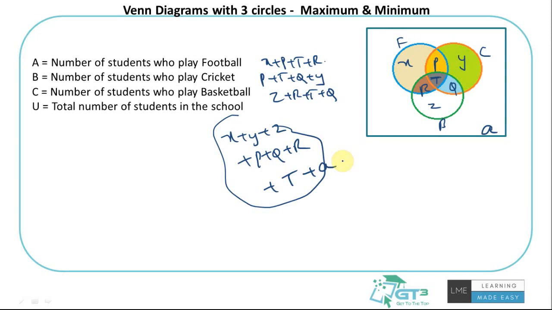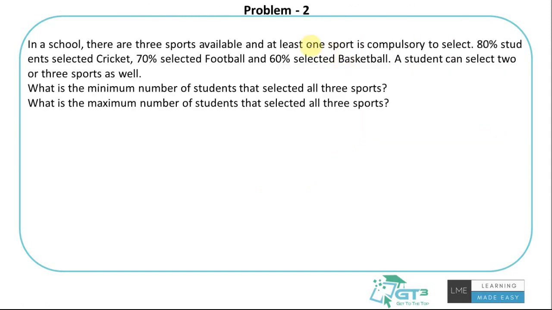So let's dive into the problem solving directly to understand how to deal with these 3 circles, maxima and minima. In a school there are 3 sports available, and at least 1 sport is compulsory to select. 80% of students selected cricket, 70% selected football, and 60% selected basketball. With this clue, what is the question asking? A student can select 2 or 3 sports as well. What is the minimum and maximum number of students that selected all 3 sports? That's what we are interested in, the minimum and maximum.